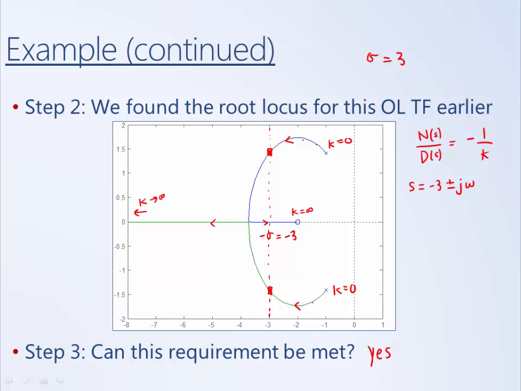In this class, we won't really do that. Instead, we'll use MATLAB. So this figure was drawn with MATLAB, and from MATLAB we can find the value of k that puts the closed loop poles exactly at this location. So we will use MATLAB to find k.